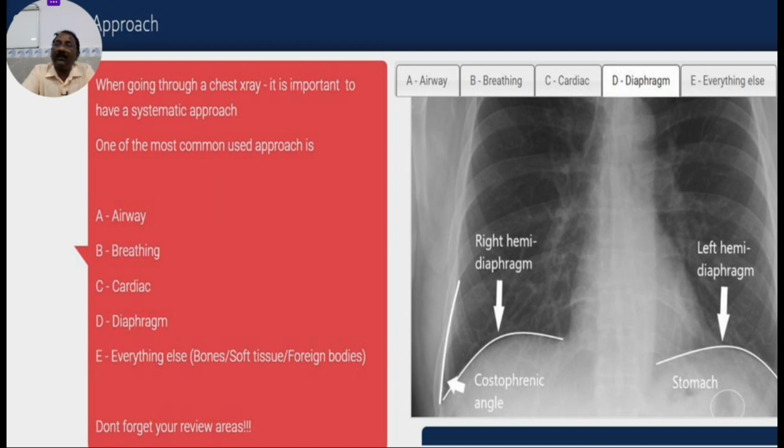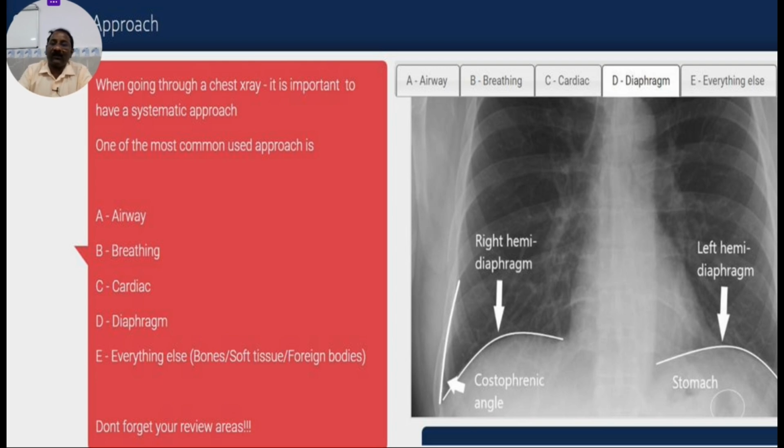So when you see a chest X-ray, please consider the A, B, C, D, E. A stands for airways, B stands for breathing, C stands for cardiac, D is the diaphragm, and E is everything else. Everything else means your trachea, your ribs, your scapula, etc.